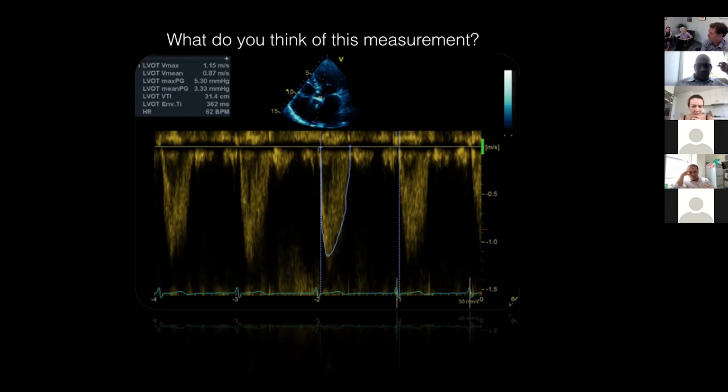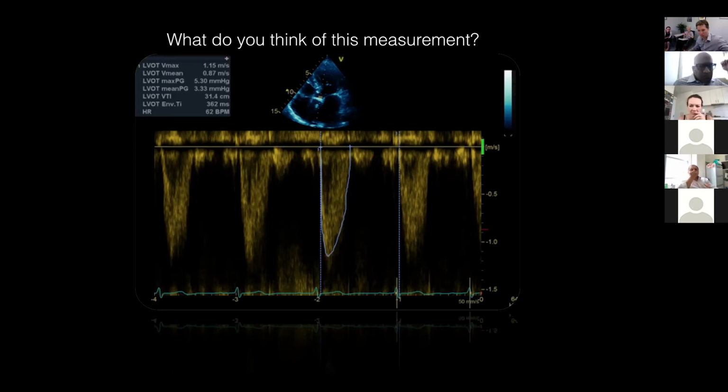Well, I think it's not overgained. The gain seems appropriate. Nice. The scale and the speed time is again appropriate. And there's turbulent flow through there, which fits with it being aortic stenosis.